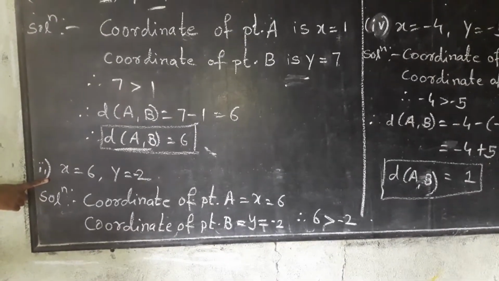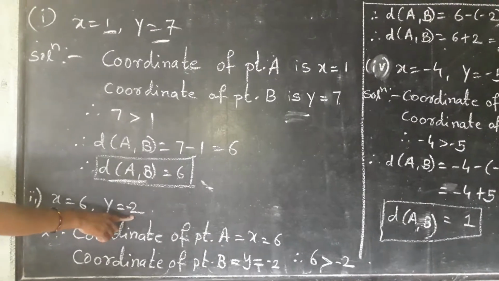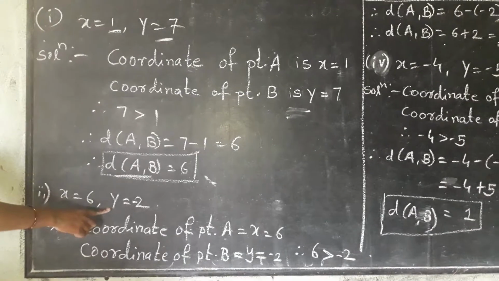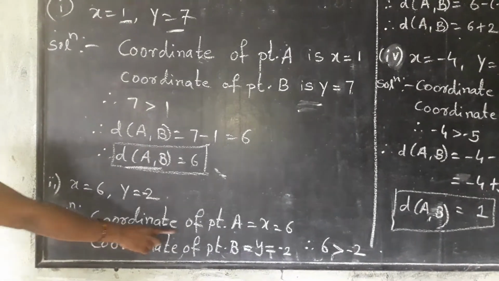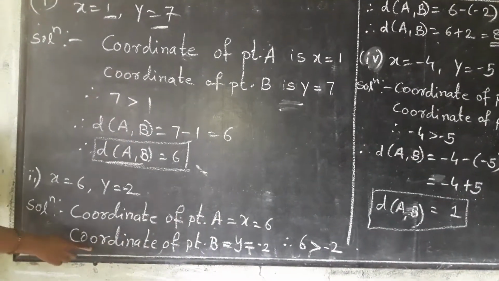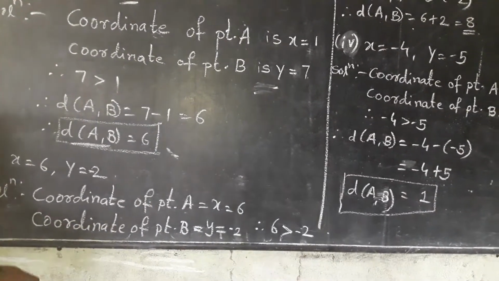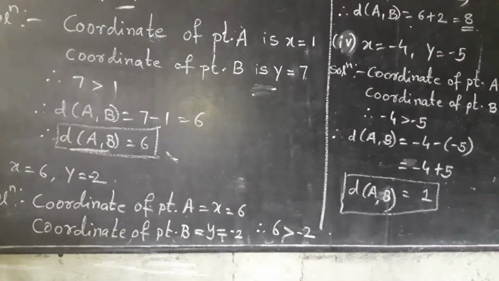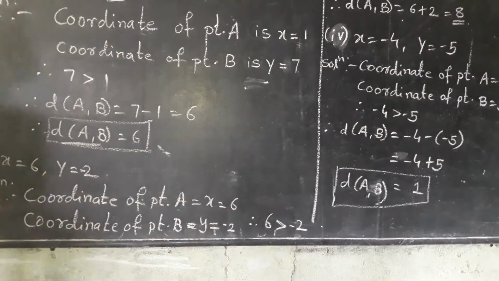Next, our second example is x is equal to 6 and y is equal to minus 2. X is nothing but the coordinate of point A and y is the coordinate of point B. So coordinate of point A is equal to x, which is equal to 6, and coordinate of point B is equal to y, which is equal to minus 2. Therefore here positive number is always greater than negative number. So 6 is greater than minus 2.